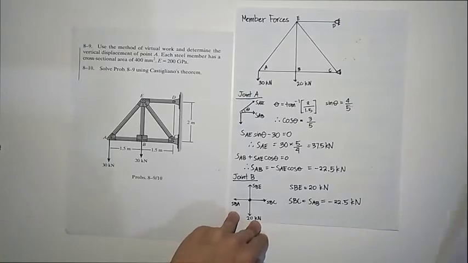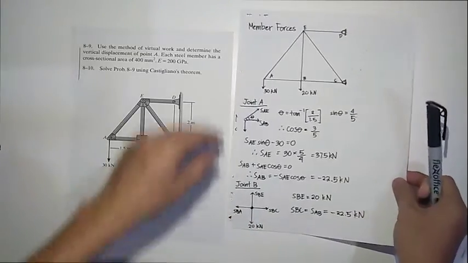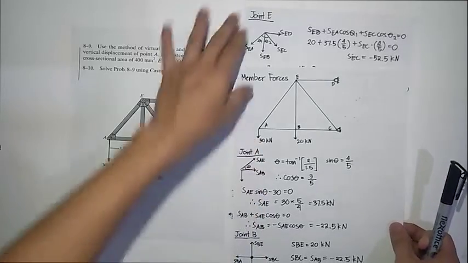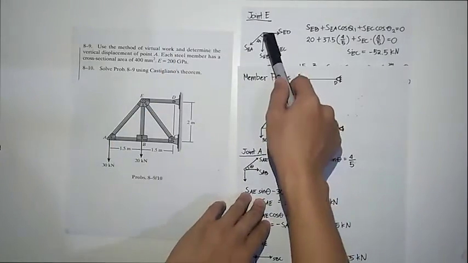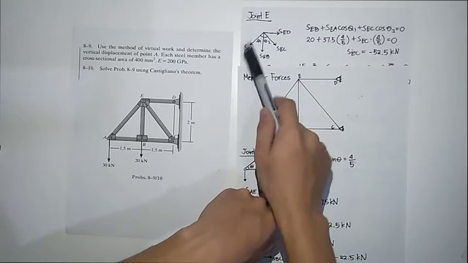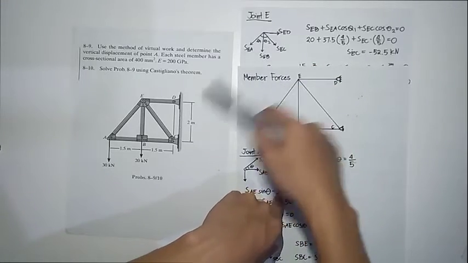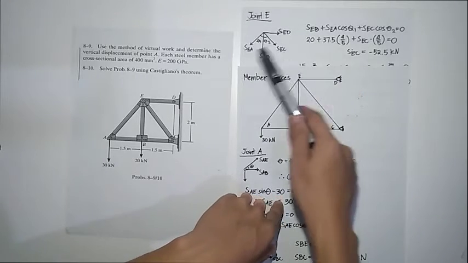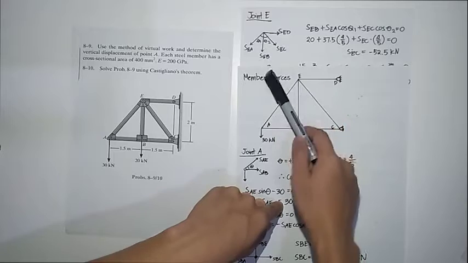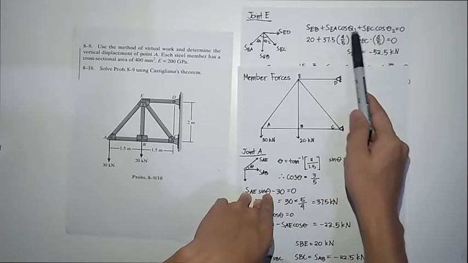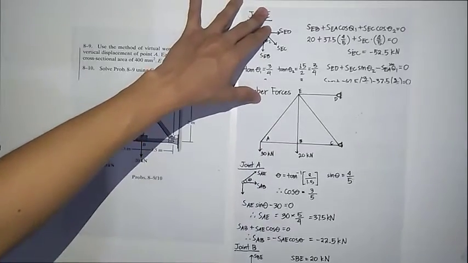Sa susunod po ay gagawin natin ang joint E. So, ang joint E naman, ito po ang kanyang mga members na nakakonekta: SEA, SEB, at saka SED, then SEC. Unahin po natin ang SEB. So, SEB plus SEA cos, meron pa po yan sa baba.